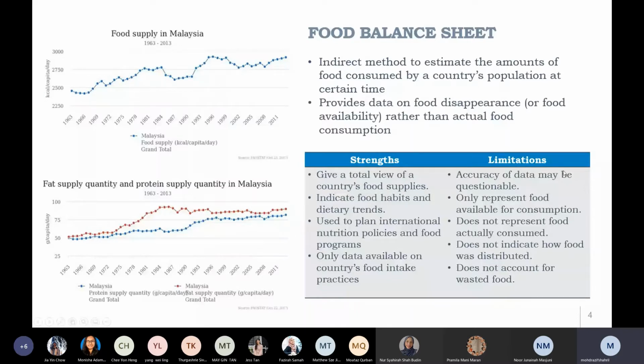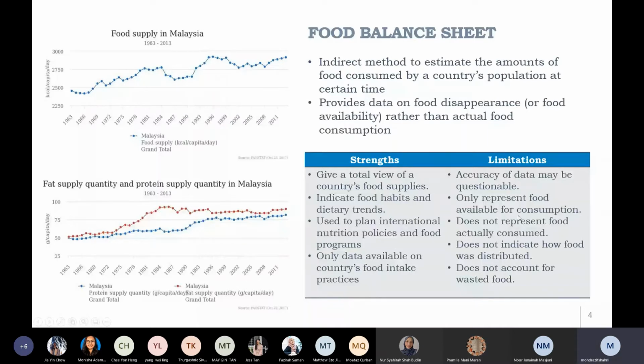But there is a limitation of the food balance sheet. The first one is that the accuracy of data may be questionable. Like I said just now, I'm not sure if Malaysians are consuming 2,800 or 2,900 calories per day as a mean. There are people consuming a high calorie diet, but not as a mean of the population.